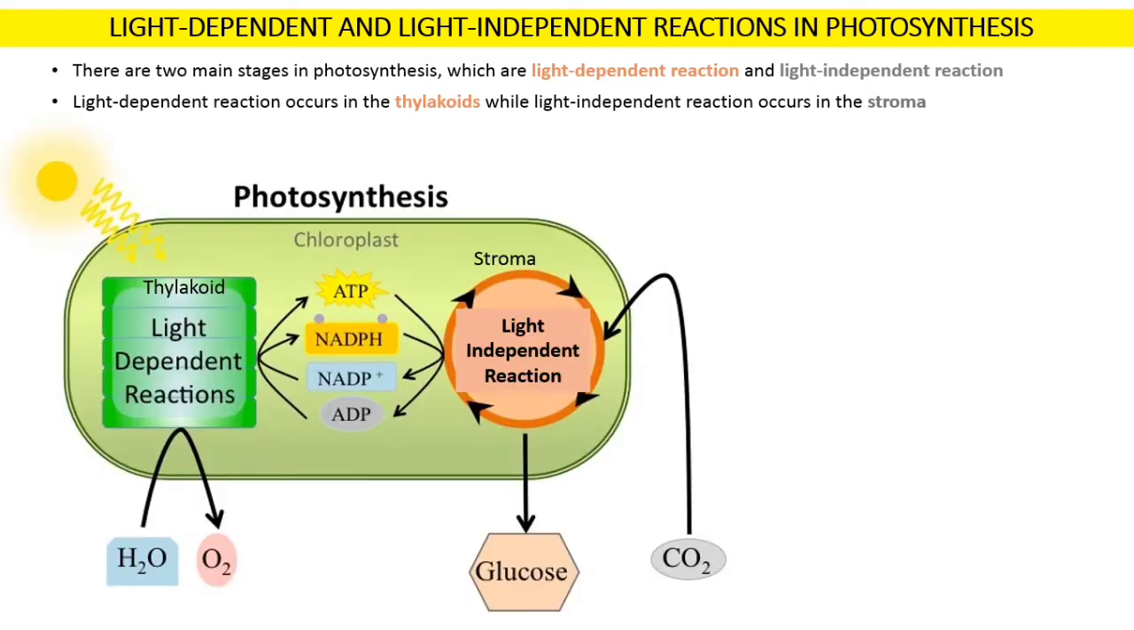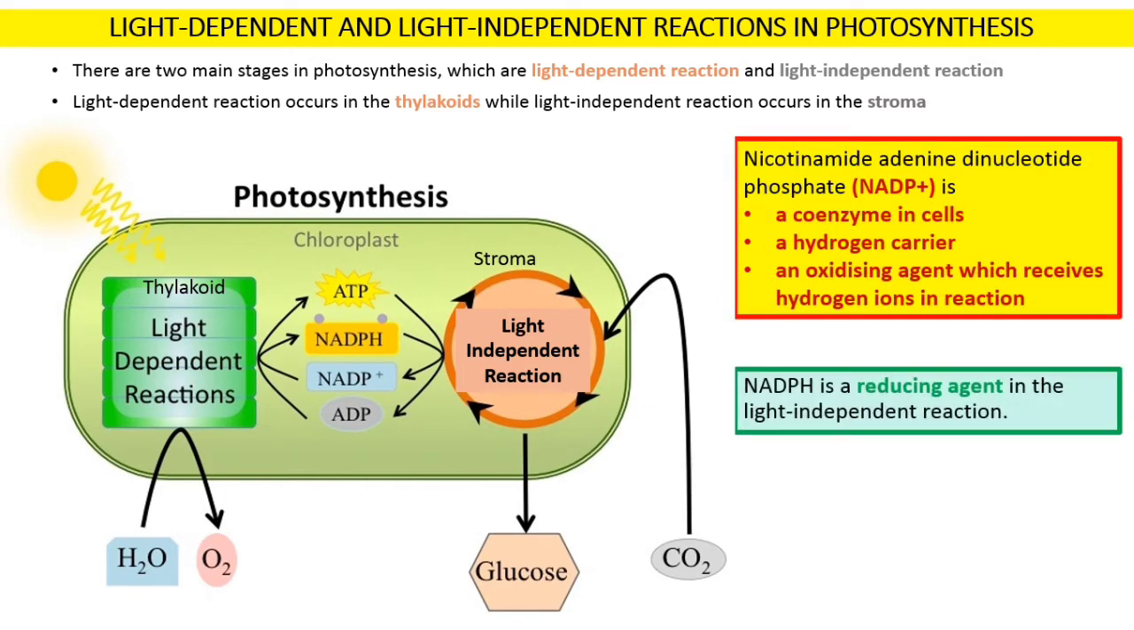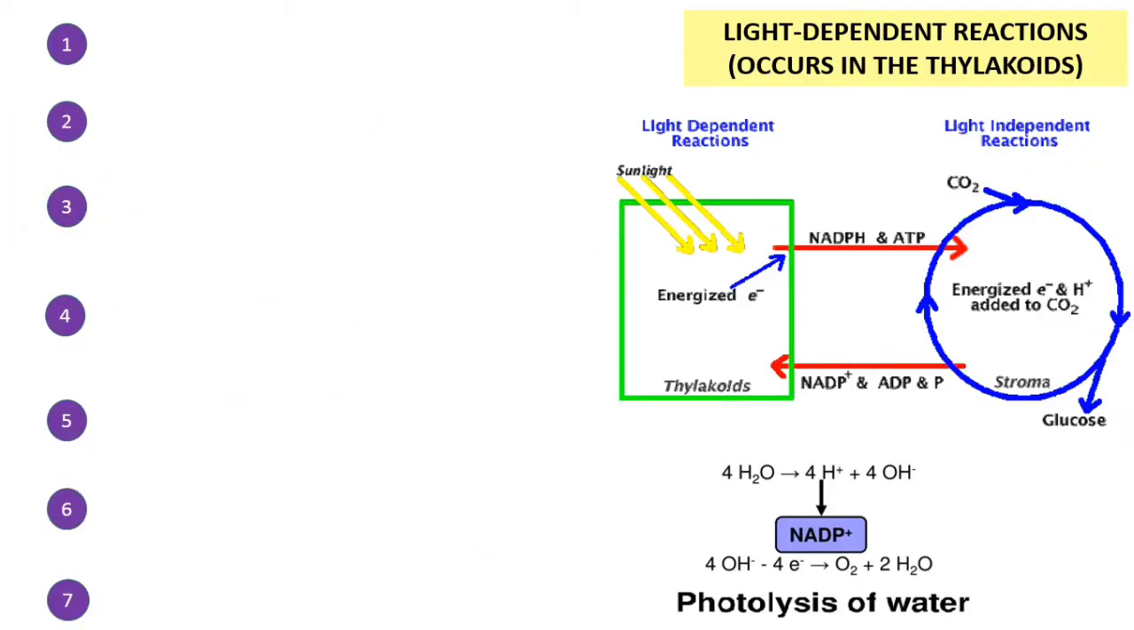So, before we learn about the process, we have to know what NADP plus and NADPH are. NADP plus, or nicotinamide adenine dinucleotide phosphate, is a coenzyme in the cell, a hydrogen carrier and oxidizing agent, which accepts hydrogen ion in reaction. While NADPH is a reducing agent in the light-independent reaction. So, let's discuss more about light-dependent reaction. This is the process of light-dependent reaction.